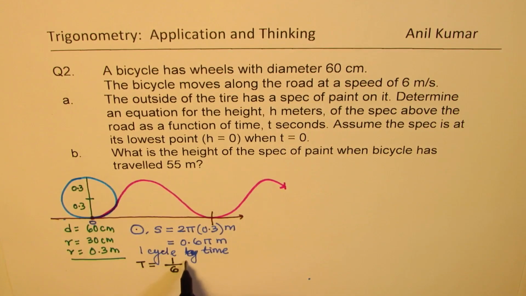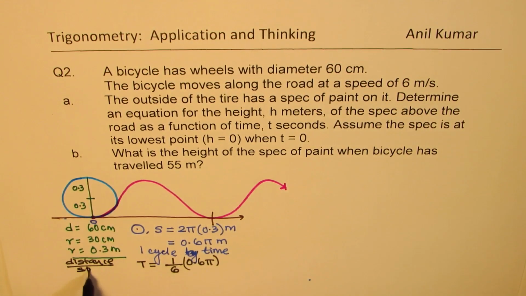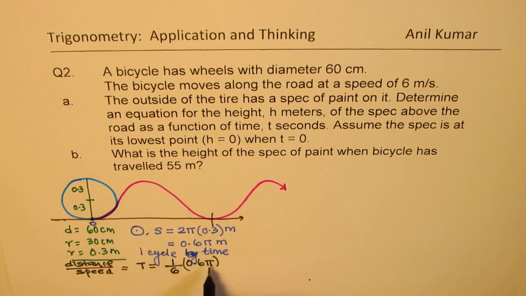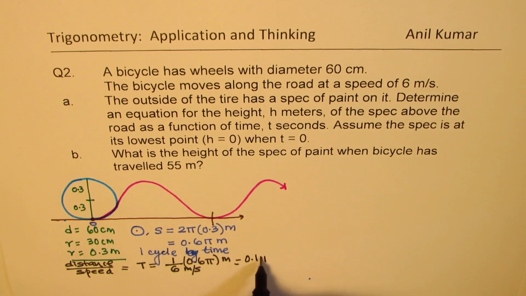So we'll divide the distance, which is 0.6 pi, by the velocity, right? So distance divided by time. You should know distance divided by speed is time taken, correct? So the distance traveled is 0.6 pi meters and the speed is 6 meters per second. So we get time in seconds as 0.1 pi seconds.